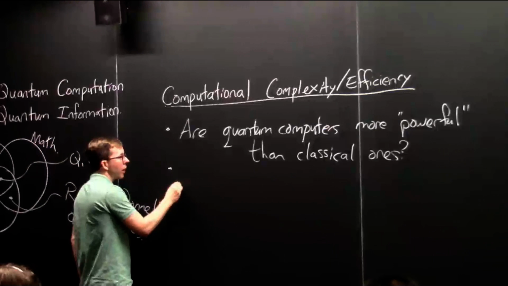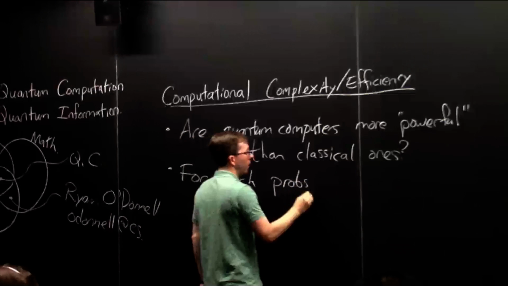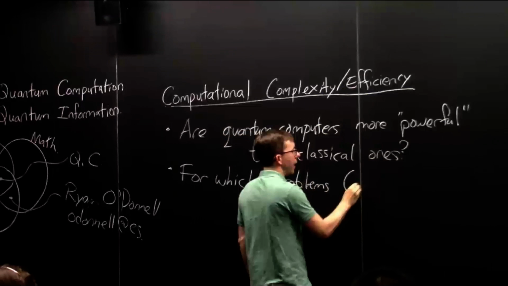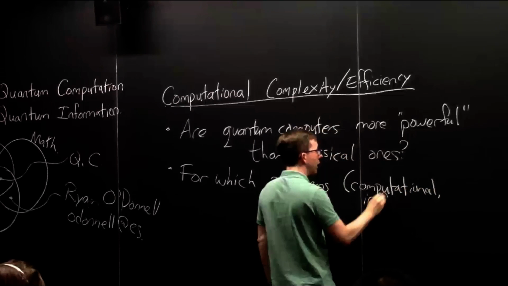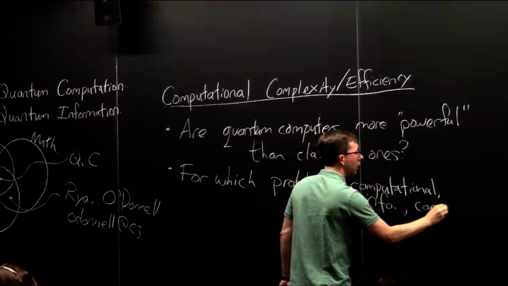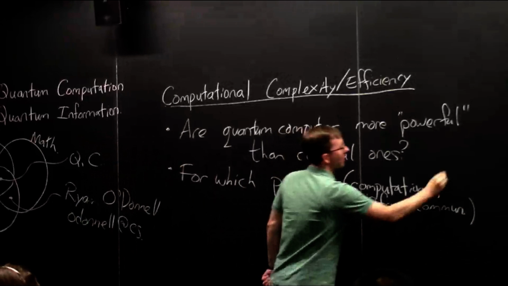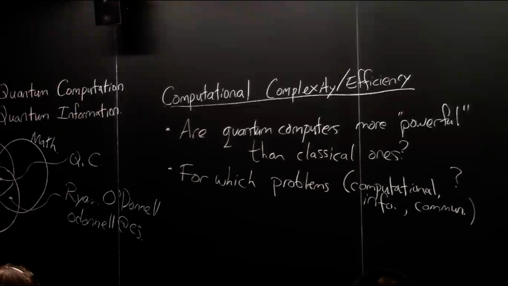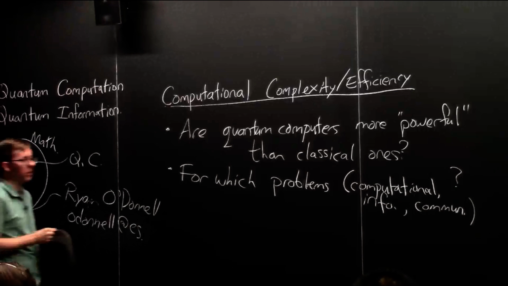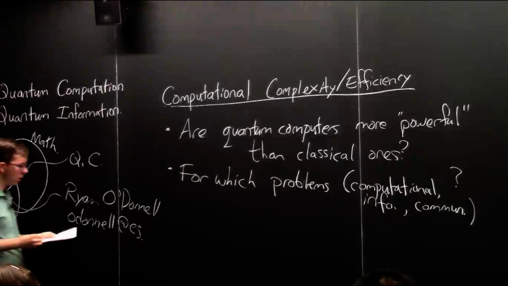If they are, one thing that we want to know is for which problems or tasks, be they computational or having to do with information theory or communication, are they more powerful? We know some things that quantum computers should be better at than classical computers, but we don't exactly know what delimits their power, and what they should be good at compared to classical computers. So we'll think about that in this course.